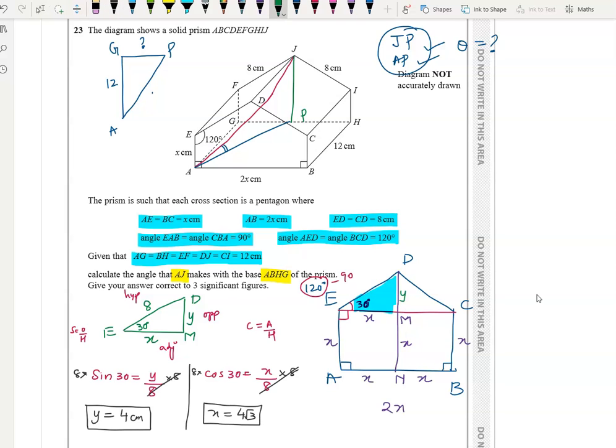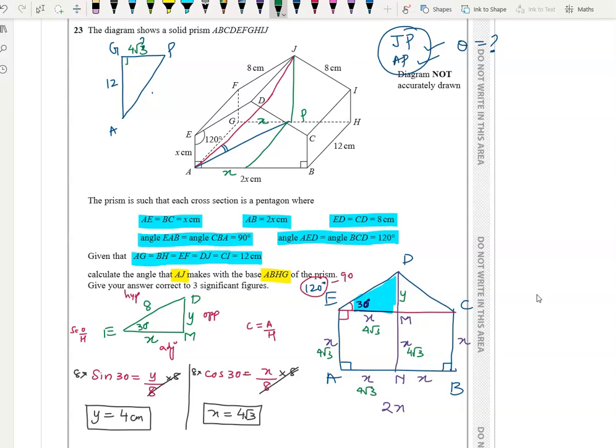So AN, EM both are 4 root 3, this side MN 4 root 3 and AE is also 4 root 3. So side GP will also be 4 root 3 because if you draw it here, the opposite side of the rectangle, this is x, so even this is x. So this side is 4 root 3.